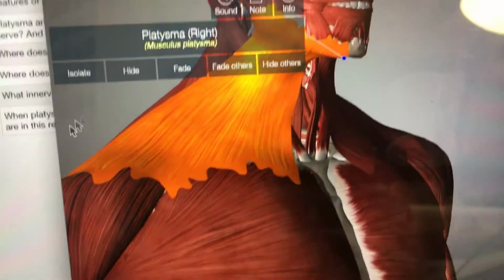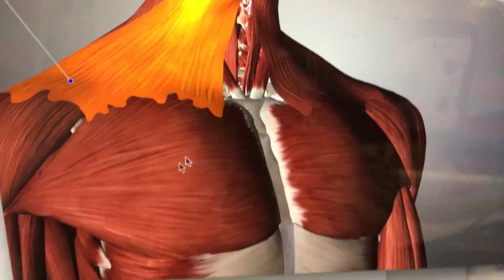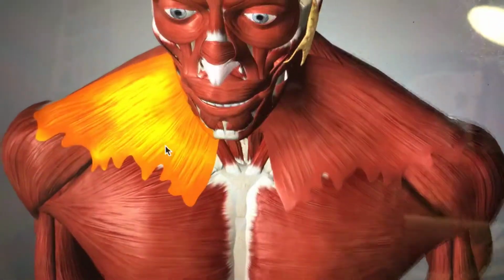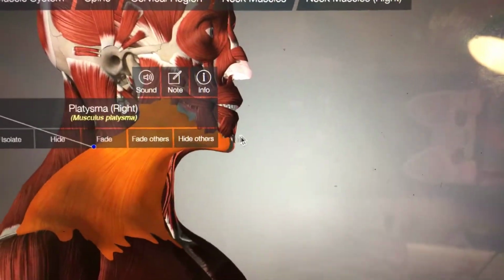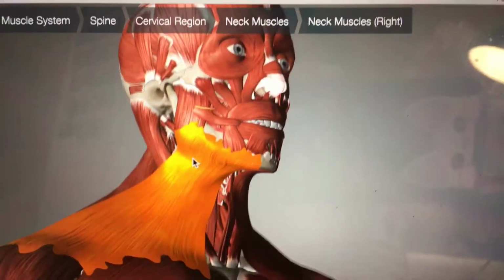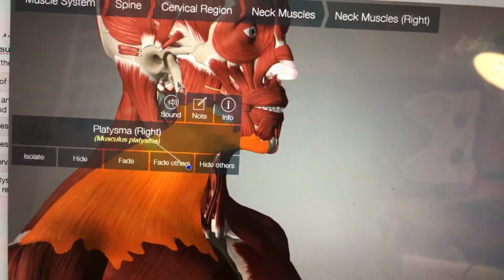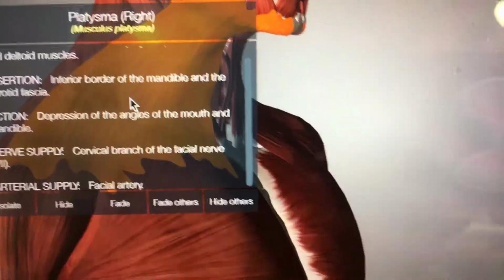In terms of where it's located on a representation, here it is. This is the platysma. You can see it originating from the pectoral fascia, where the pectoralis major muscle is right here, and here's the deltoid muscle, and then it will originate from the pectoral fascia and the deltoid fascia and insert on the inferior border of the mandible as well as the angle of the mouth. Here's the angle of the mouth. You can see this is the angle where it curves like this. Cervical branch of facial nerve, facial artery.